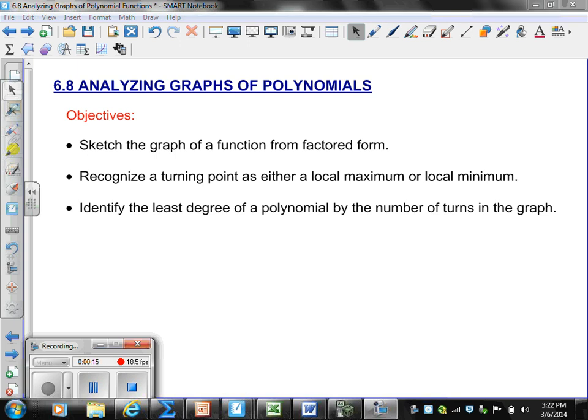We're also going to recognize a turning point as either a local maximum or a local minimum. We'll see exactly what that means. And then we're going to identify the least degree of a polynomial by the number of turns in the graph. So if you notice here, the last two objectives really talk about turning points. So that's going to be a major focus of what we look at today.